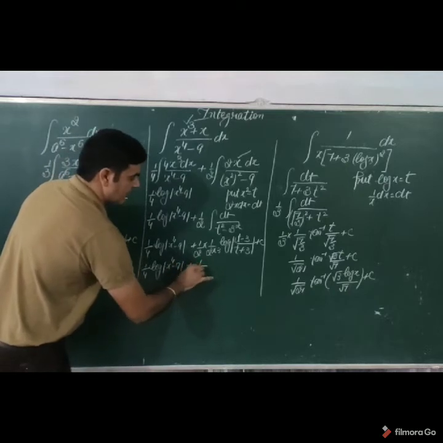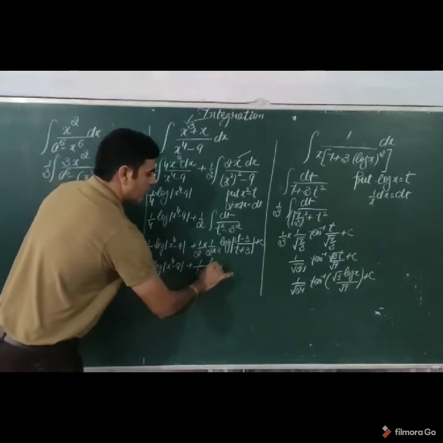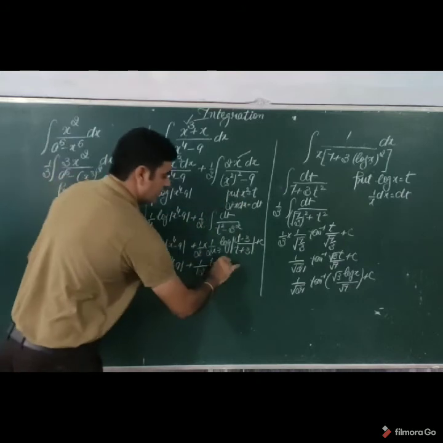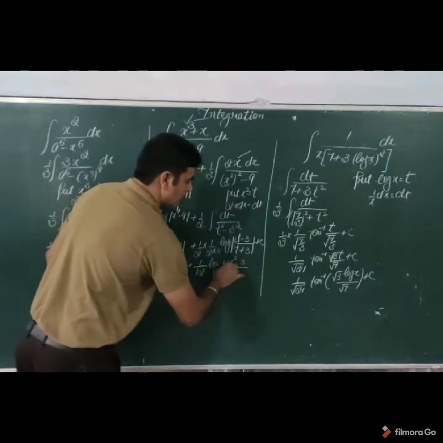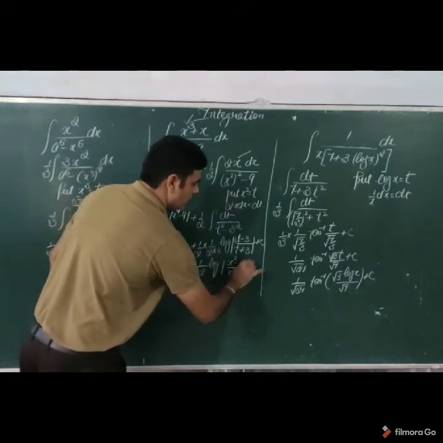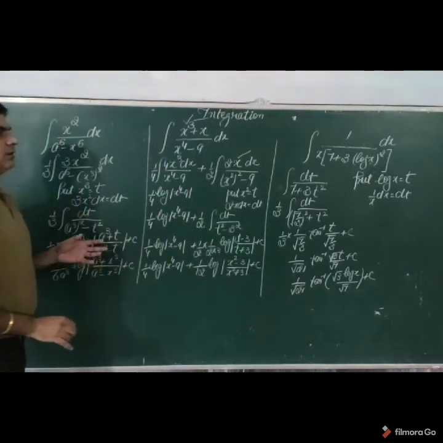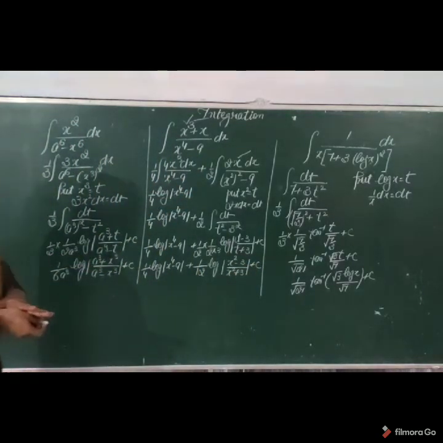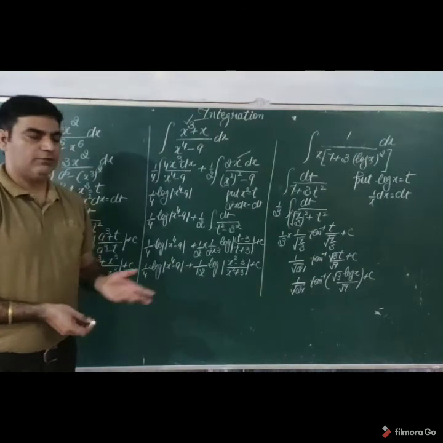It becomes 1 by 12. Now, what is the value of t? x square. Replacing it, x square minus 3 divided by x square plus 3. Means in this, we are using the substitution method as well as the new rules we are applying.